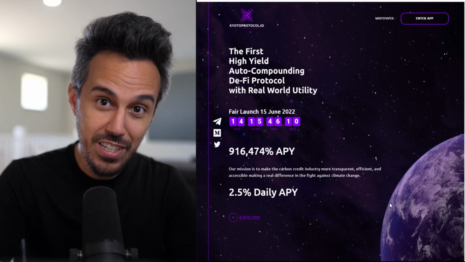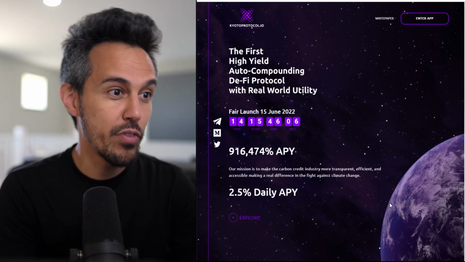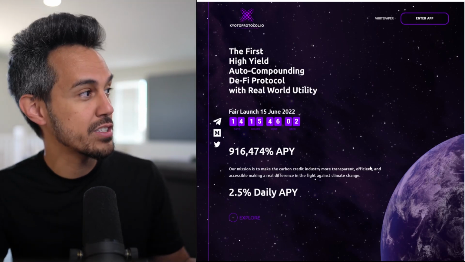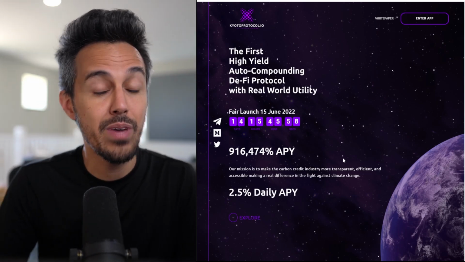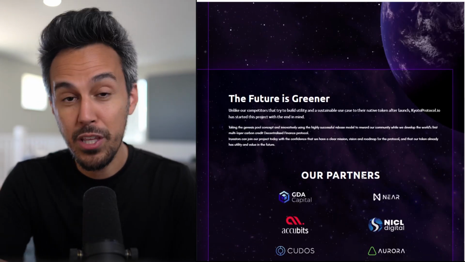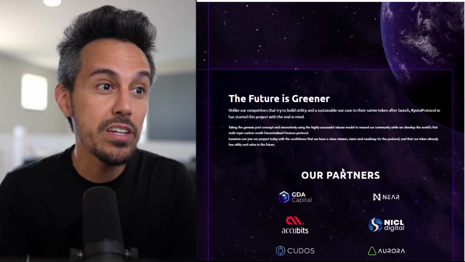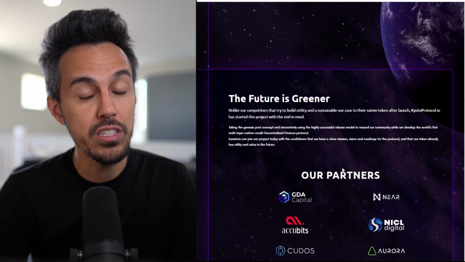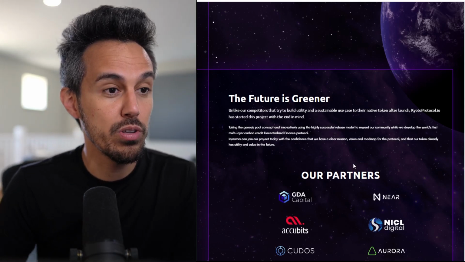So their mission is to make the carbon credit industry more transparent, efficient, and accessible, making a real difference in the fight against climate change. Obviously, that's great that they are raising awareness and doing everything that they can to make the future better. So the future is greener. Unlike our competitors that try to build utility and a sustainable use case to a native token after launch, KYOTO Protocol has started this project with the end in mind. So we'll talk a little bit about that.